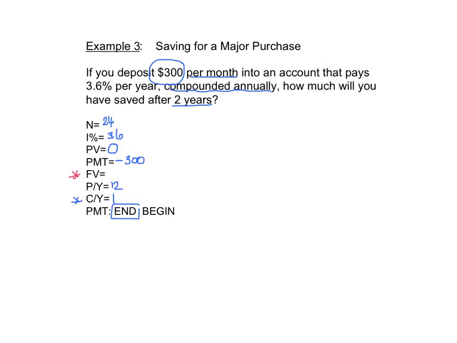So now you go up to future value, press alpha enter, and you should get a future value of $7,449.77. So if you saved $300 a month for 2 years at that given interest rate, at the end of that 2 years' time, that is how much you would have.